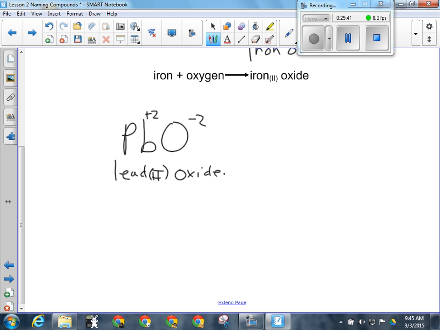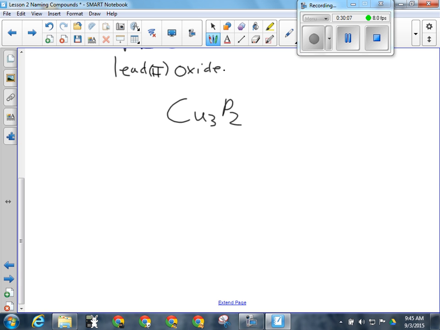Right, but you can run into ones that are a little bit trickier, like let's say this one. The reality is, I do the same thing. What's the charge on phosphorus? -3. So every phosphorus is -3. How many negatives are there? 6, because there's 2 phosphorus. So I've got 6 negatives. That means whatever I've got here has got to come out to +6. What charge does every copper have to have in order to make that happen? +2. That's how you figure it out.